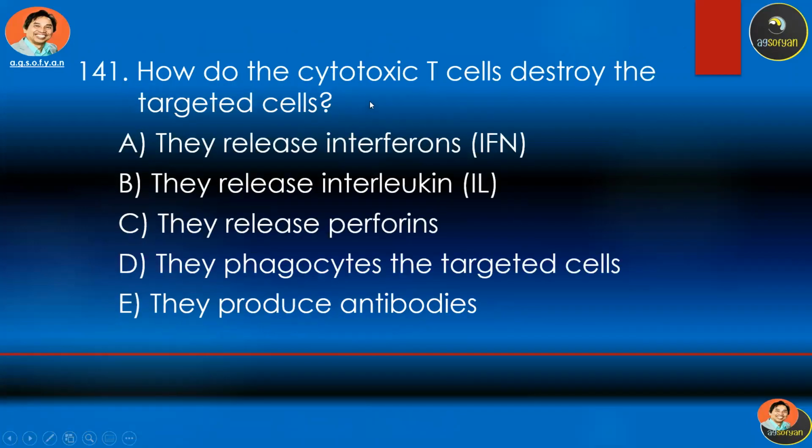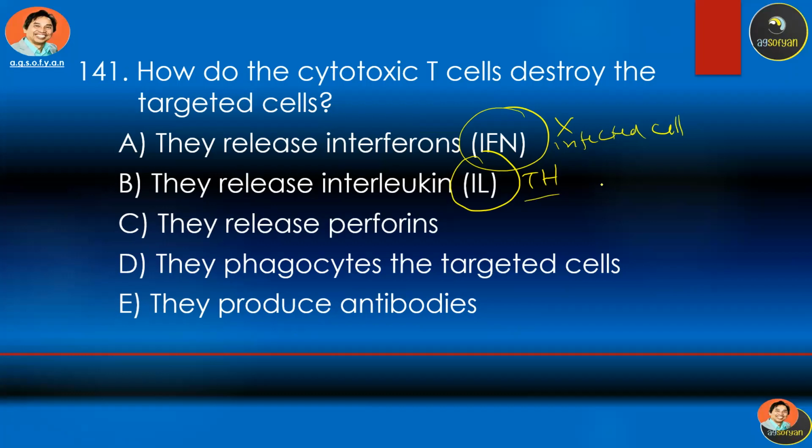How does the cytotoxic T cell destroy the targeted cell? A, B, C, D, or E. Interferon, remember, interferon is produced by infected cell, okay, not by the TC. So this is not the answer. Interleukin is mostly produced by T helper. Okay? So interferon is produced by the infected cell. The IL is by T helper. So this is not the answer.